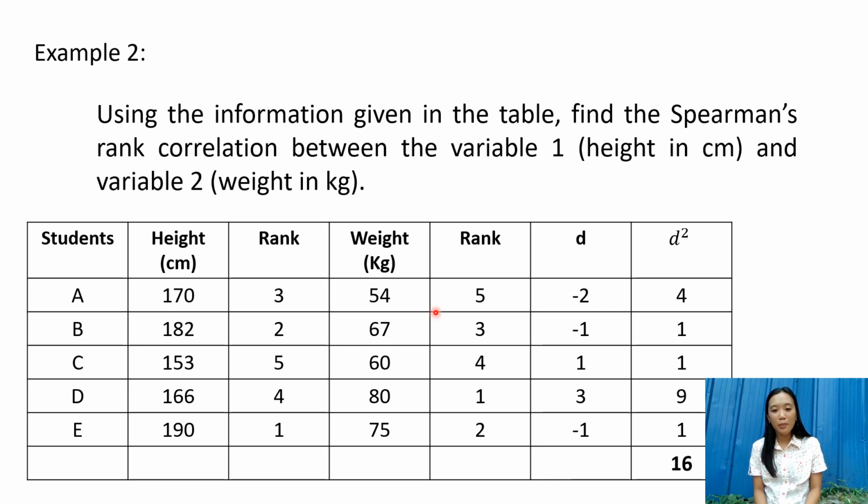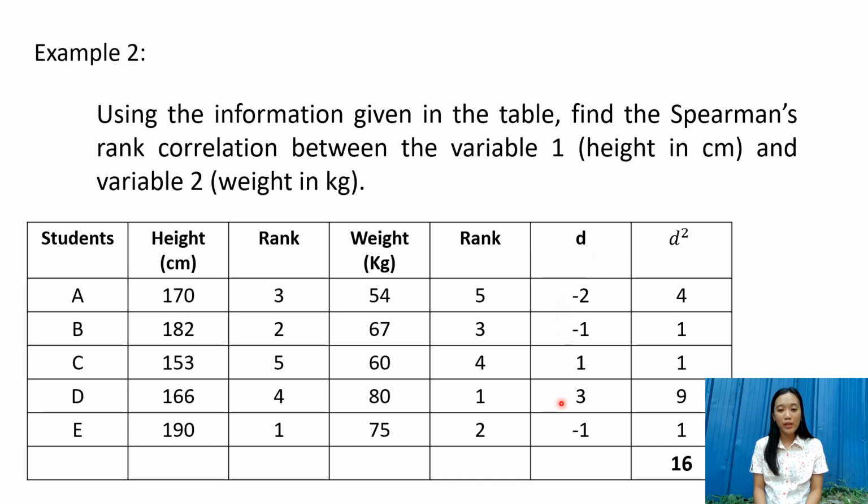In our second variable, student D ranked first with 80 kilogram in weight. Student E gets second for 75 kilogram in weight. Student B ranked third for 69 kilogram in weight. Student C ranked fourth with 60 kilogram weight. And student A ranked fifth with 54 kilogram in weight.